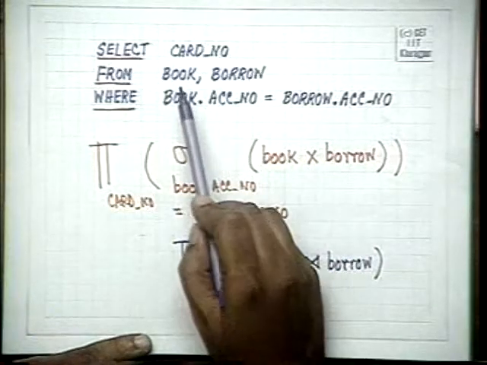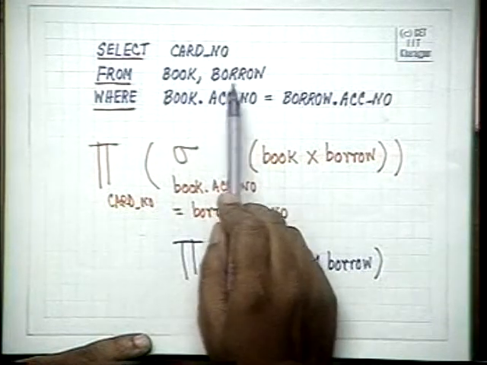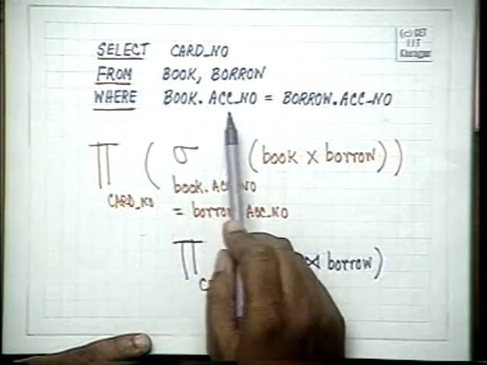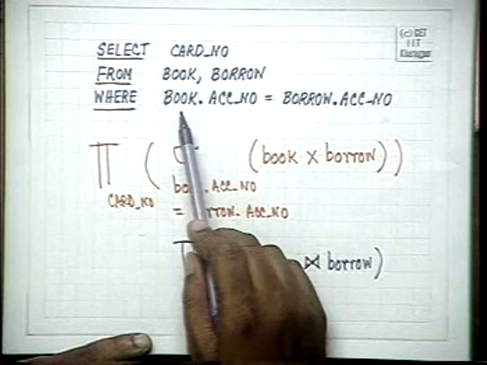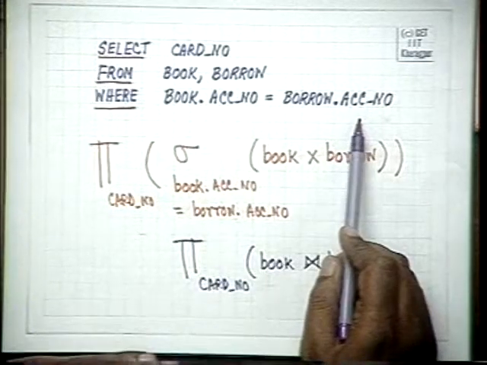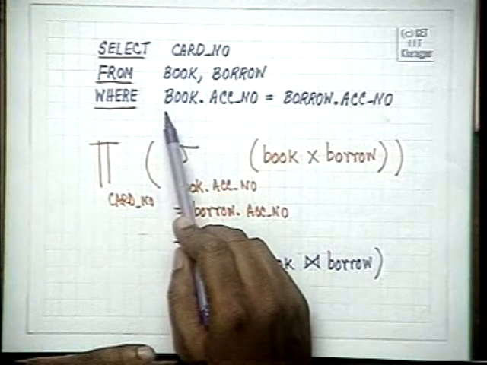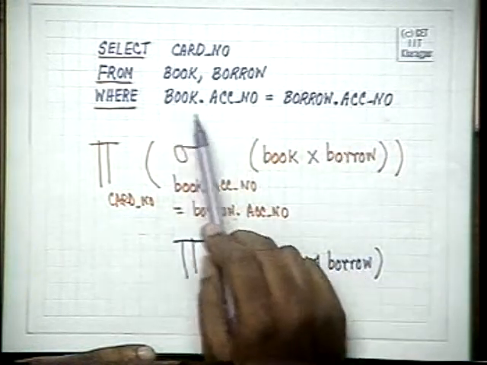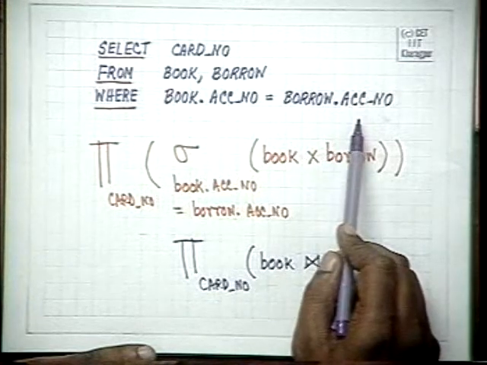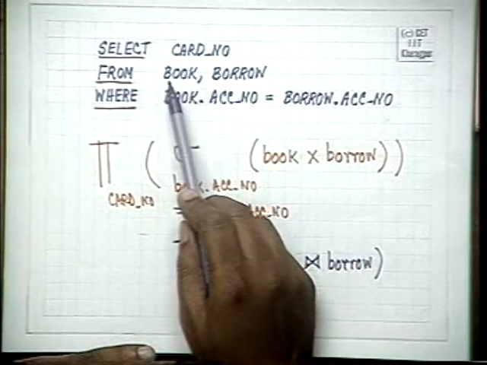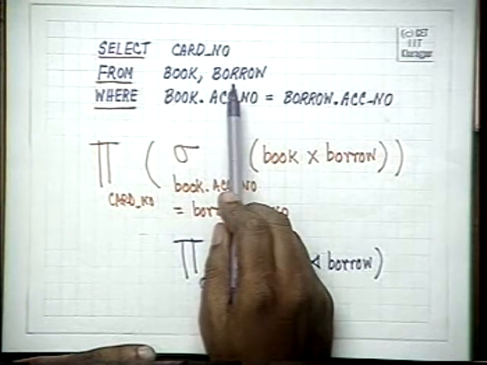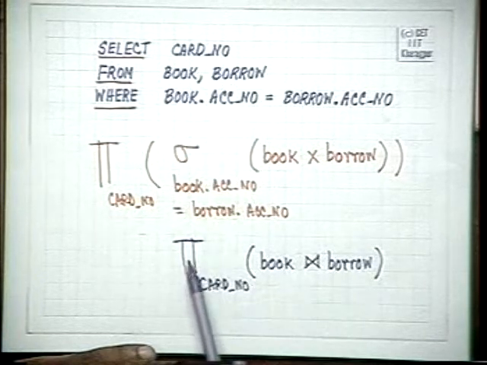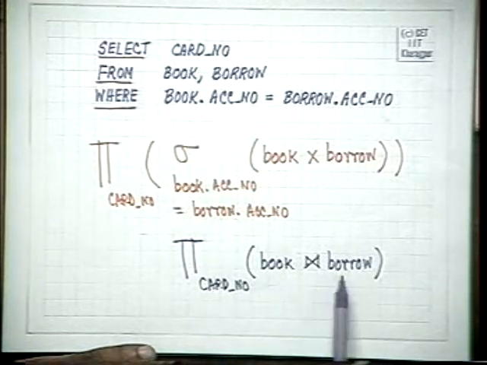We did natural join in this way: select card number from book, borrow where book.accession number is equal to borrow.accession number. Now book and borrow have only accession number as the common attribute, and therefore we have to explicitly equalize the common attribute if we want to do a natural join. That is, in SQL, whenever we write these two relations, it is a Cartesian product of these two relations. Therefore this is equivalent to pi of card number from book natural join borrow.